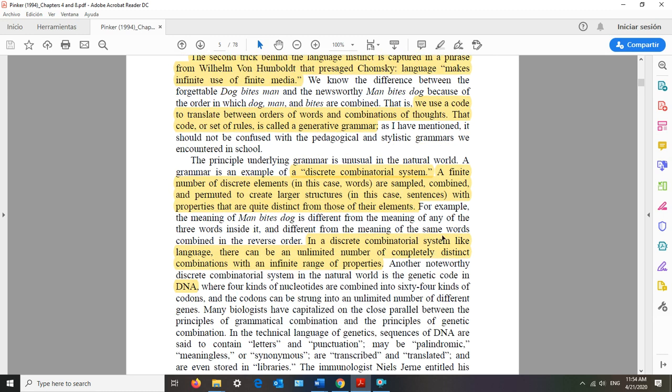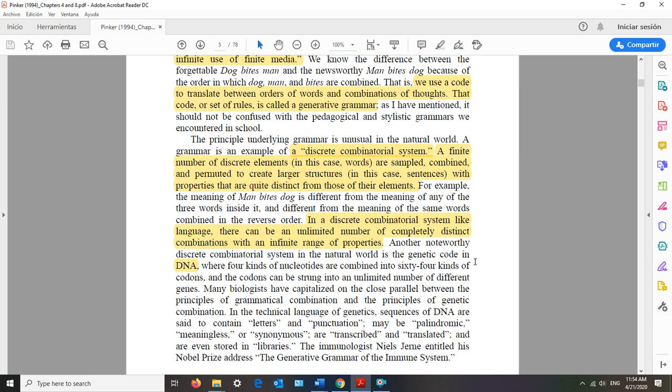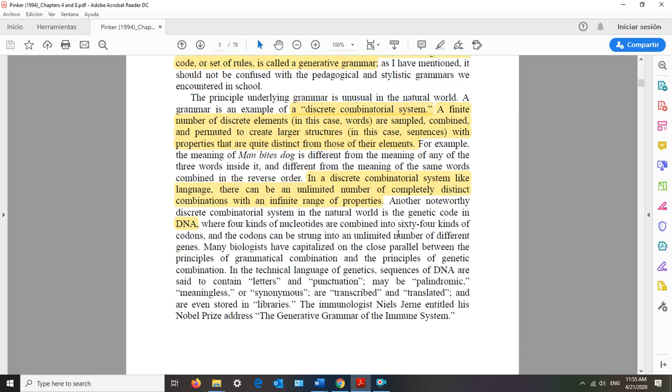And in a discrete combinatorial system like language, there can be an unlimited number of completely distinct combinations with an infinite range of properties. And he points out, as a piece of evidence, that our genetic code in DNA is another example in the natural world of a discrete combinatorial system. So grammar or language is functioning like a system that is not disconnected from what happens in the natural world at large, in a system like our genetic code. Okay? All right.